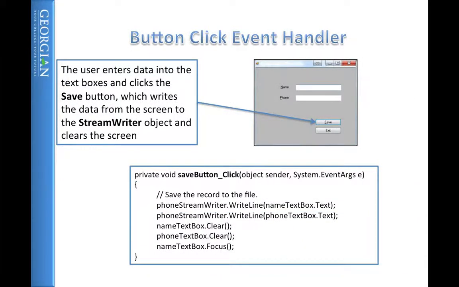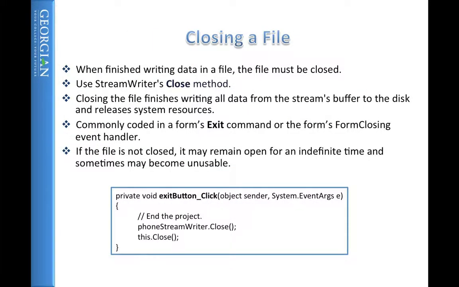Okay, so here's an example. We have our save button click event handler, and inside the save button click, now that our file is open, we've already instantiated our stream, we're going to WriteLine both the name text box and the phone text box. So far, so good. This is exactly what you've seen before. And here, we're going to clear those two text boxes when we're done, and we're going to set the focus back to the name so you can go and add the next one. So we're finished writing the data as an example, right?